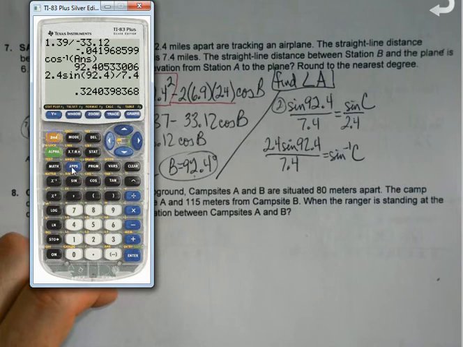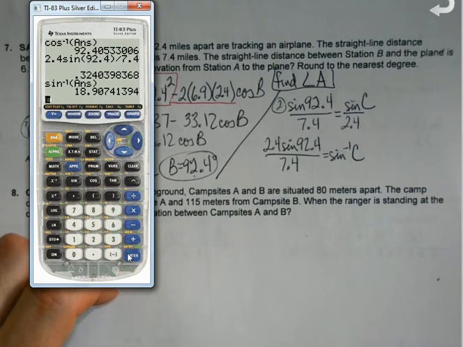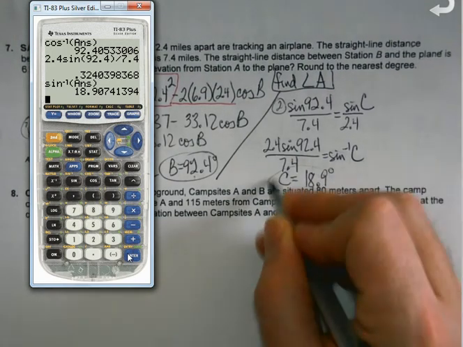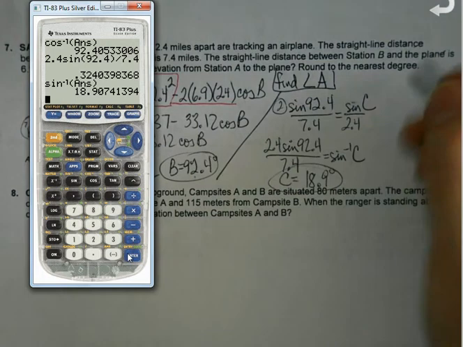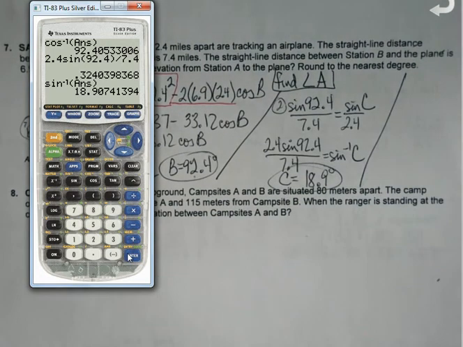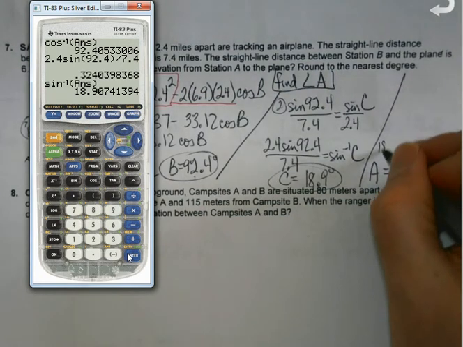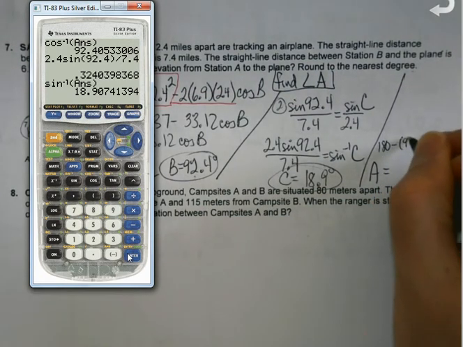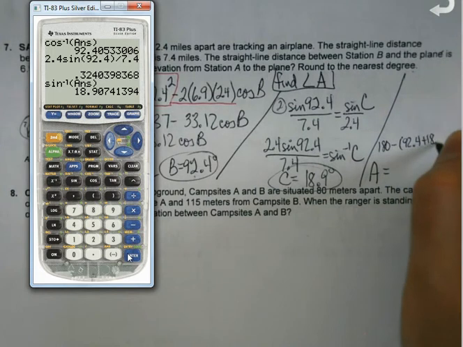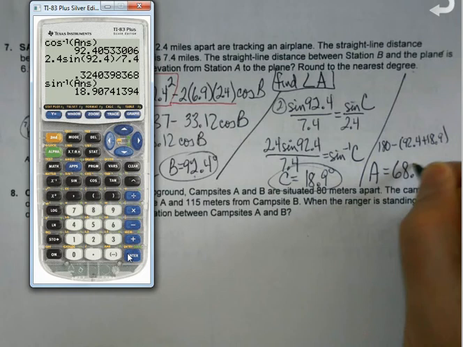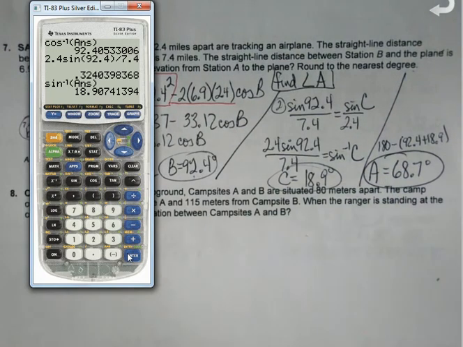There's my little decimal. We're now using sine, so be careful to use sine and not cosine. I get angle C, and now I can finally get what I'm looking for, because A is just going to be 180 minus the sum of the other two. Finally figured out that angle of elevation.